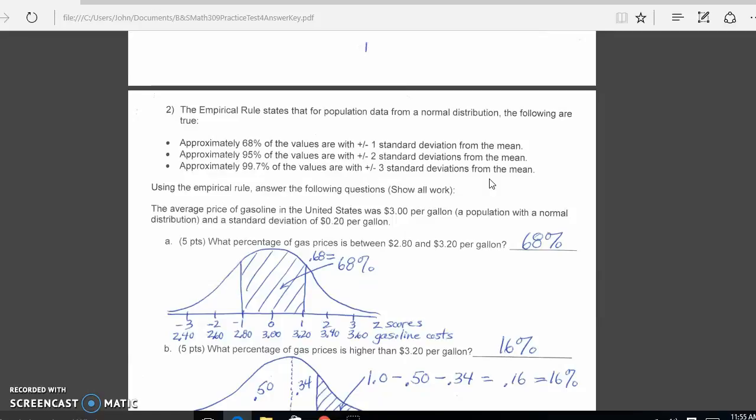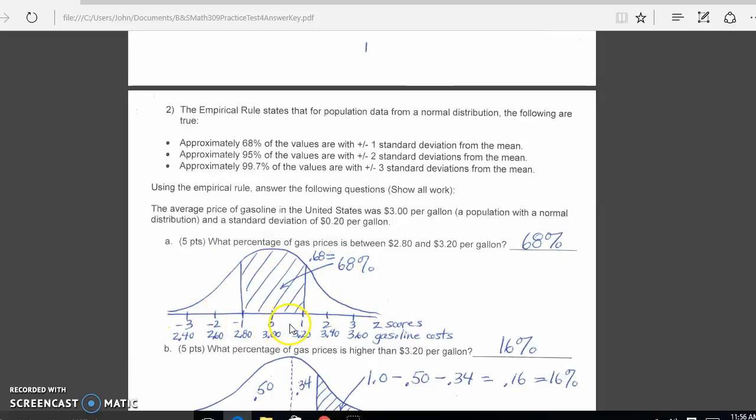We're told in this problem that the average price of gasoline in the United States was $3 per gallon. It was a population with a normal distribution and a standard deviation of 20 cents per gallon. And in letter A, we're asked, what percentage of gas prices is between $2.80 and $3.20 per gallon? And here I've drawn my little normal curve.